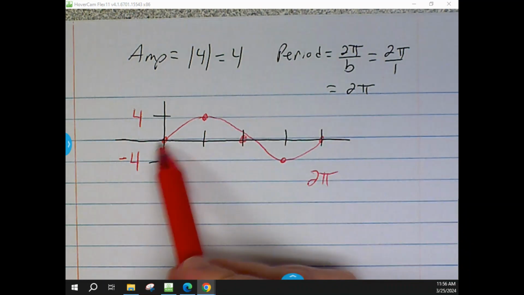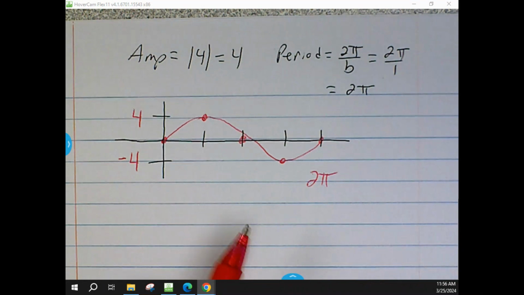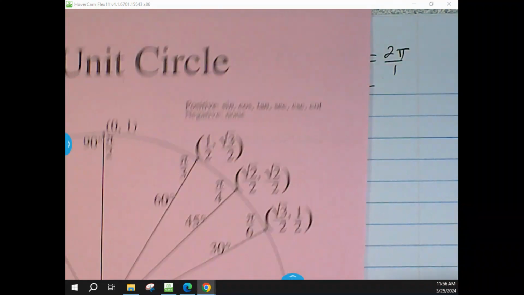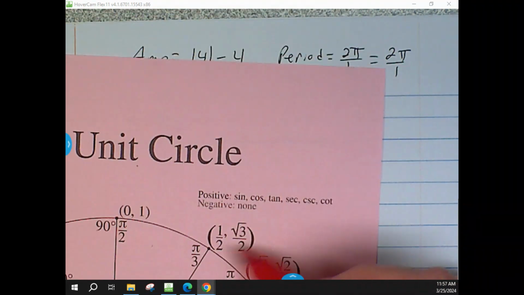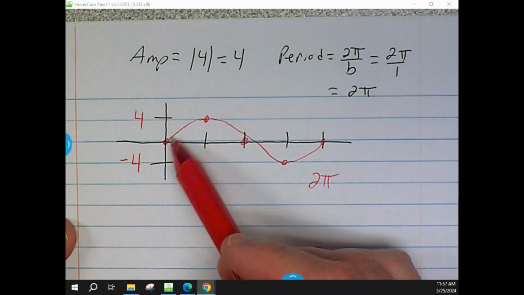Okay, so the sine graph always starts at 0. So we're always going to start right here every single time. And if you notice on the unit circle, the sine values go from 0 to 1/2, square root of 2 over 2, square root of 3 over 2, and it keeps getting bigger until we get up to 1. So this one is going to grow to 1.